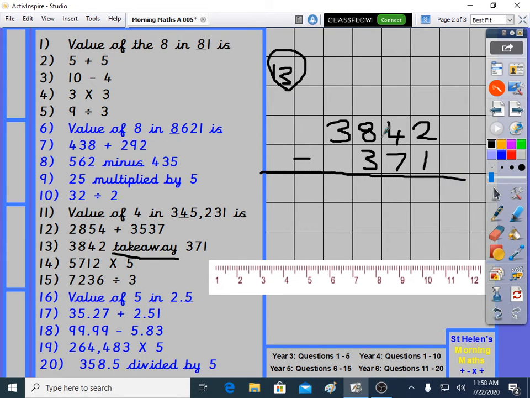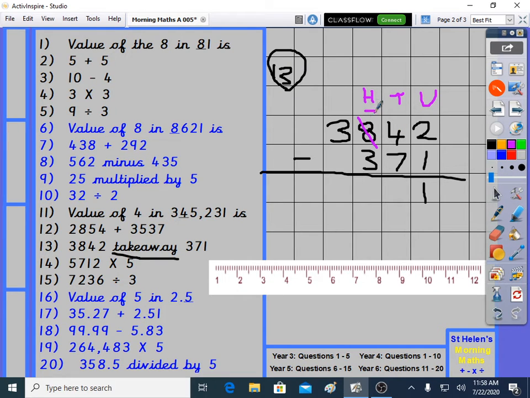So let's say there was 3,842 pizzas in a takeaway shop, and 371 of them were bought, they would be taken away. The answer will tell us how many pizzas are left in a takeaway shop. 2 take away 1 is 1. 4 take away 7, it's not 3. 4 can't take away 7. It's in the tens column. It will borrow from the more powerful hundreds column.